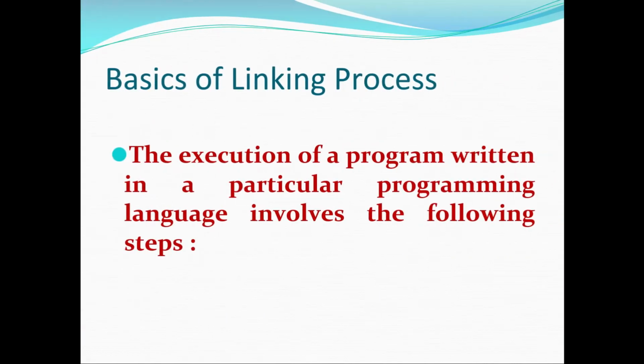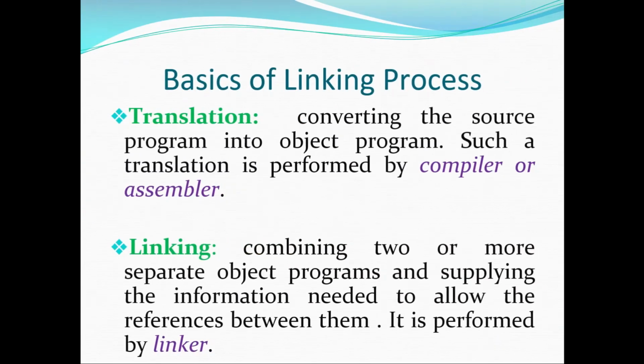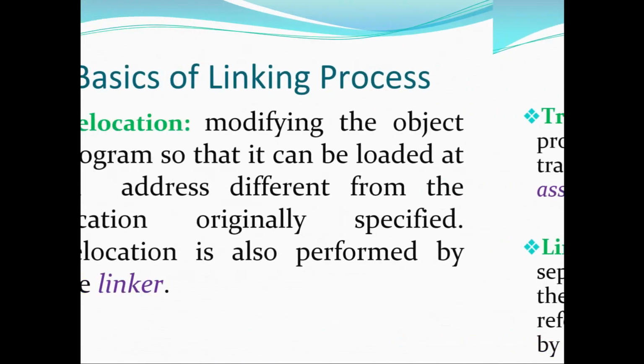Basically, it's an execution of the program. When it goes on, it involves the following steps. First step is the translation. Translation is converting the source program into the object program, and it is performed by a compiler, assembler or interpreter depending upon the requirement, while linking is combining two or more separate object programs and supplying the information needed to allow the references between them. This is normally done by the linker.